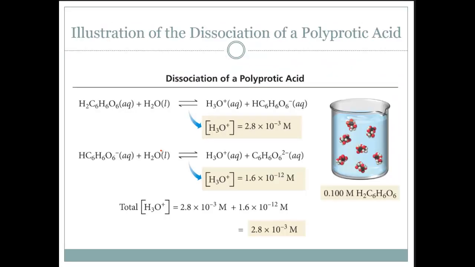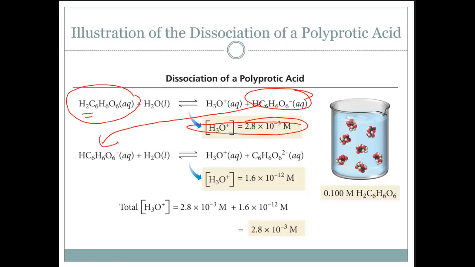This is an illustration of the dissociation of polyprotic acids. So the first one, H2C6H6O6. Only one of those hydrogens is going to be given off. And so therefore you have the dissociation of that one single hydrogen. And then we take this over here, and notice it's negative now. That next hydrogen is going to be removed to form its own H3O+.